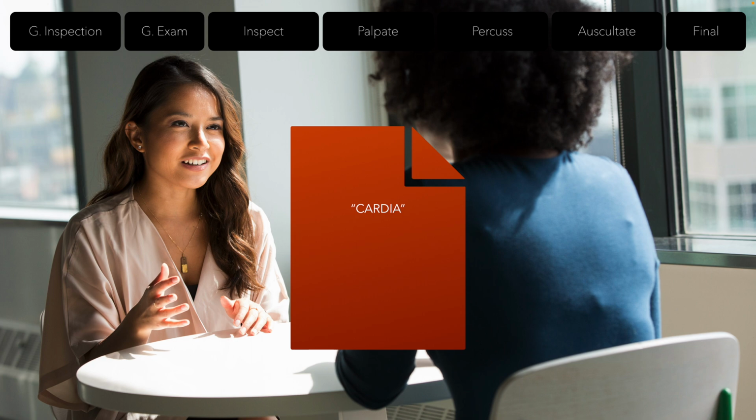So C, chest pain. You're going to ask about chest pain. A, ankle swelling, classic sign of heart failure, right? R, racing heart, so palpitations. D, difficulty in breathing. IC, which is intermittent claudication. And then finally, A, altered level of consciousness.